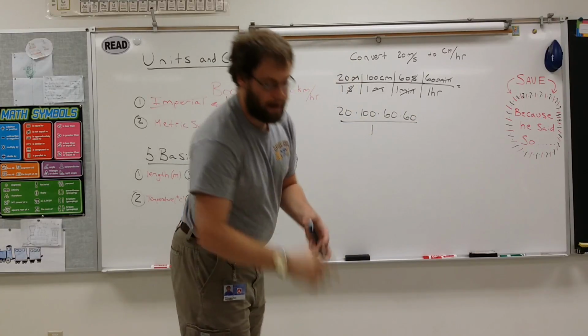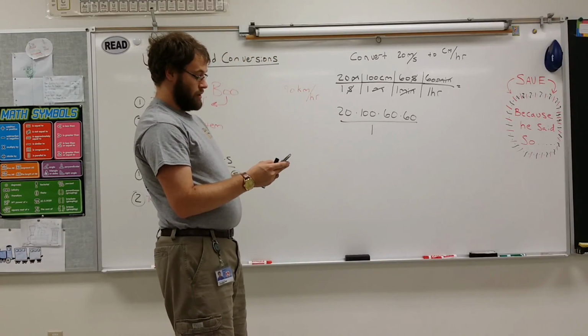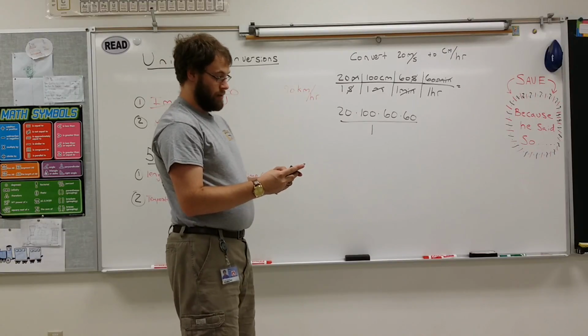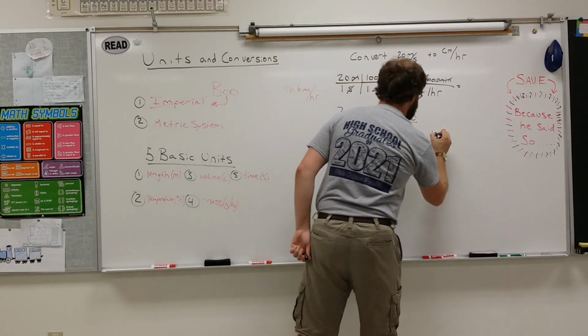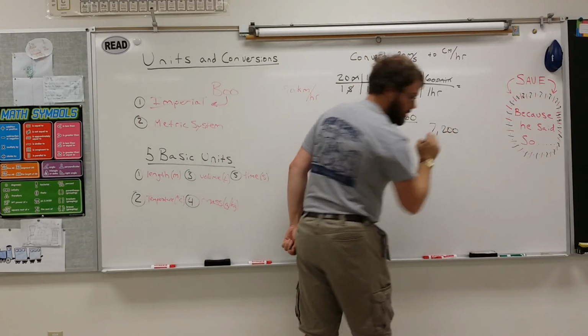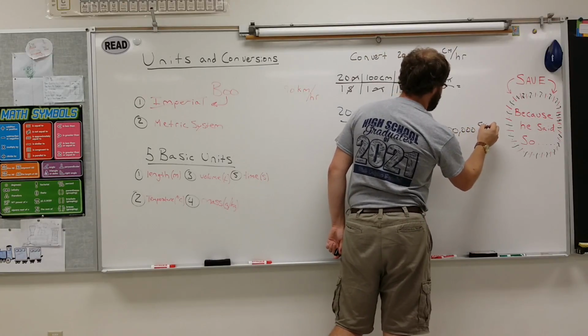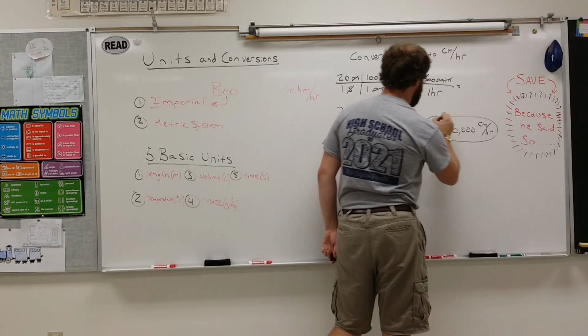I can do that right now on this calculator. It'd be really easy. 20 times 100 times 60 times 60. That is a big number. 7,200,000 centimeters per hour. So, a lot of centimeters in 1 hour.